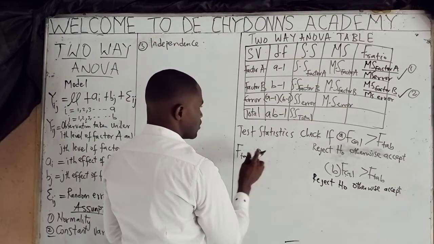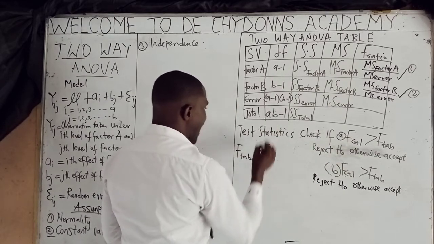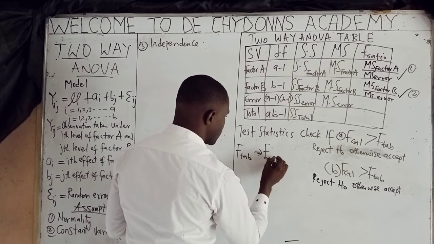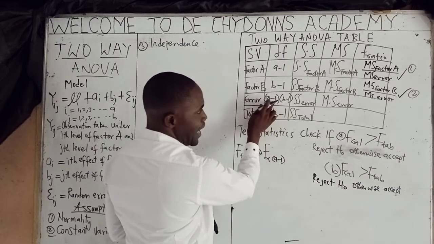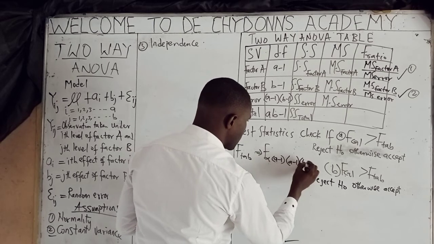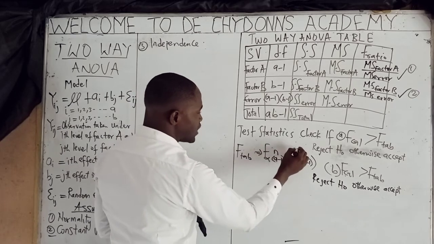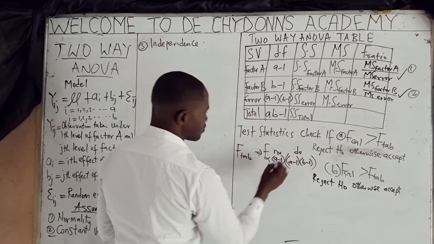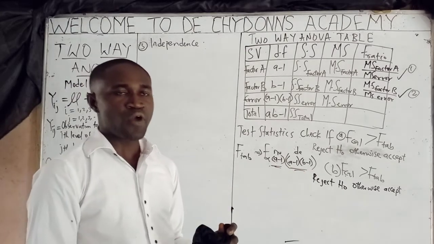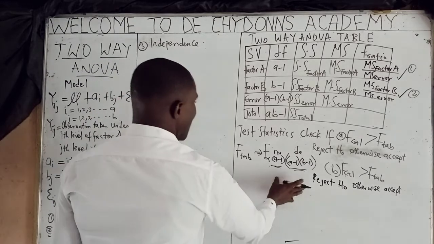comparing. F tab of the first one is gotten by you comparing F at alpha, bracket a minus 1 against error, a minus 1, b minus 1. So this will be your numerator, while this will be your denominator from your table. So you use what we call F table from your 4-figure table. It's in our 4-figure table. Then we have seen this.